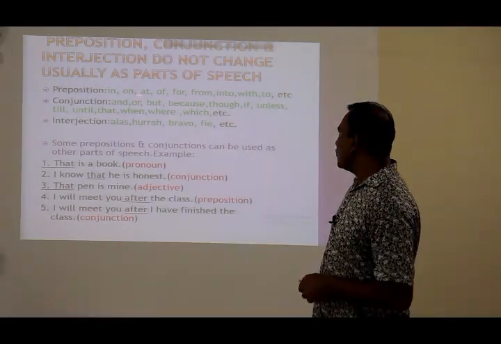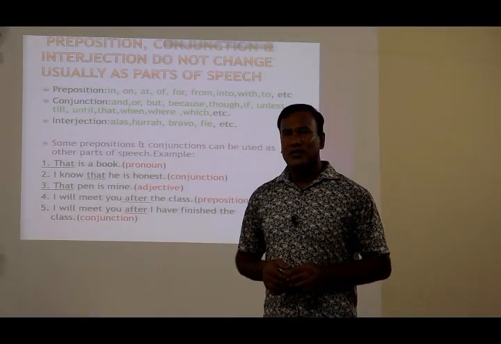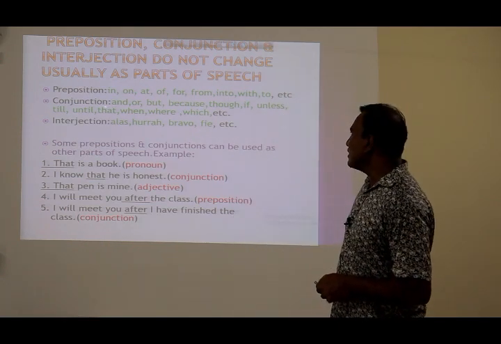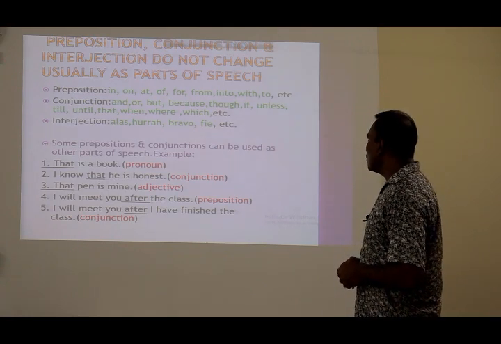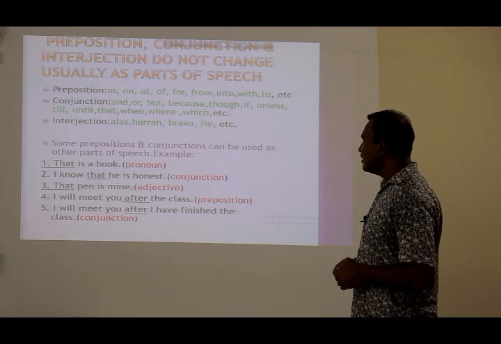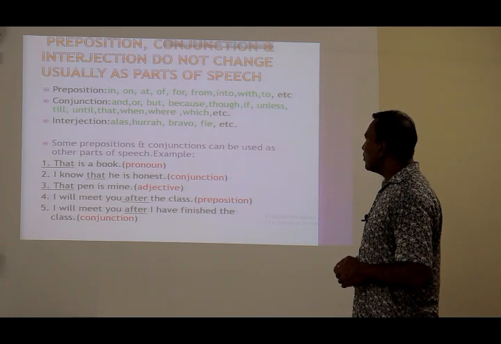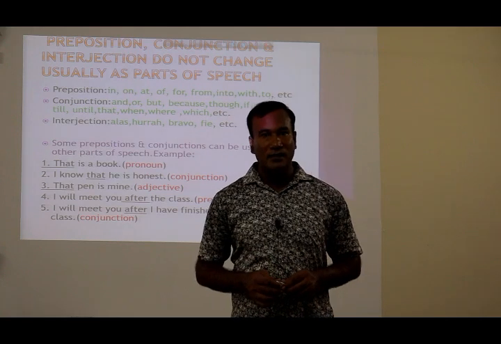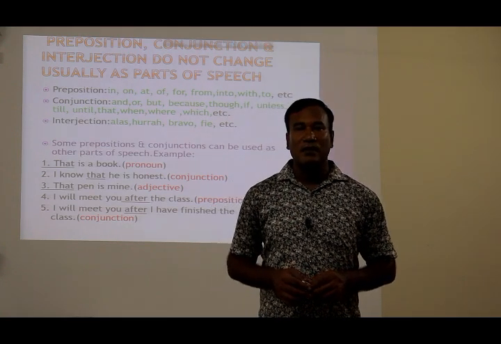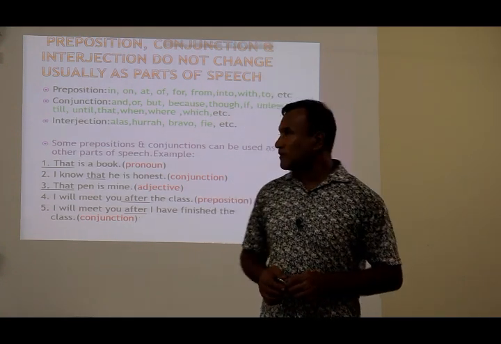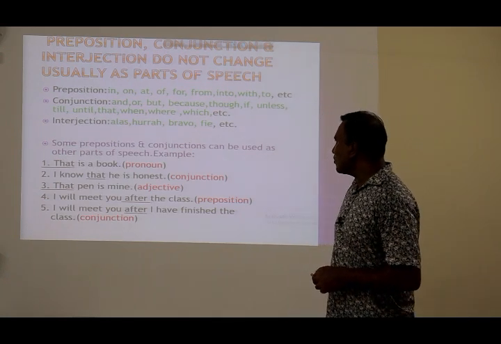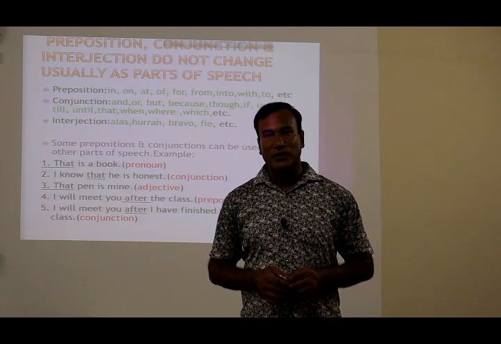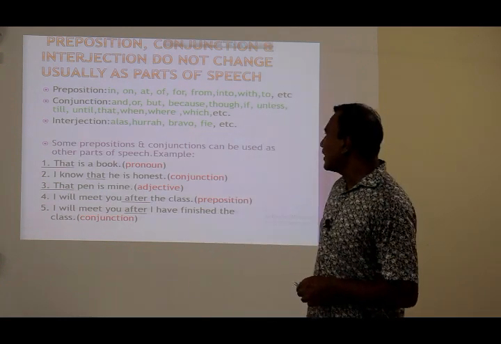And this preposition usually doesn't change its form of parts of speech. Conjunction: and, or, but, because, though, if, unless, till, until, that, when, where. Okay, these are conjunctions. The function of conjunction is to connect two words, sentences or ideas. These conjunctions also don't change the form of parts of speech in different sentences.